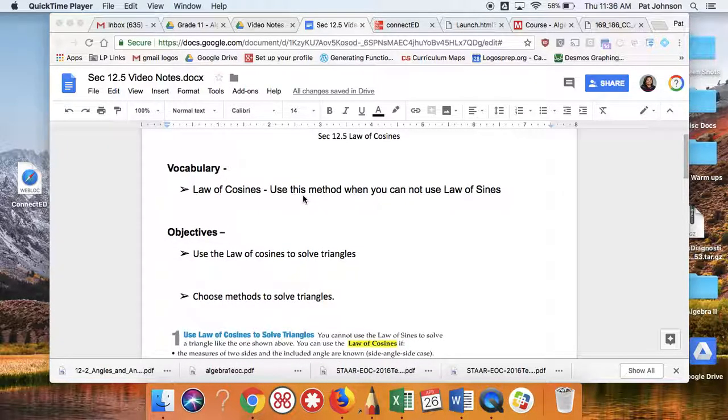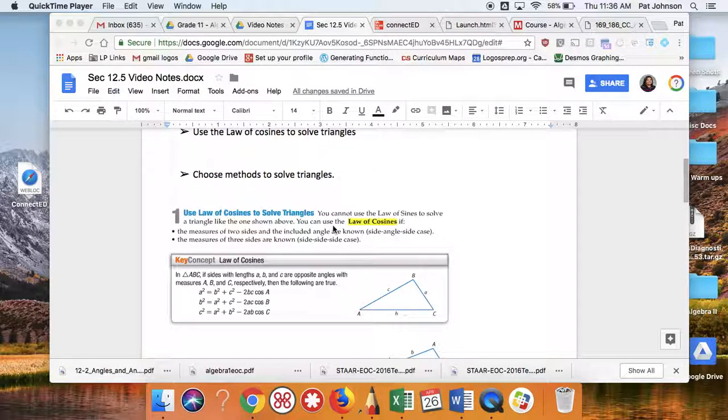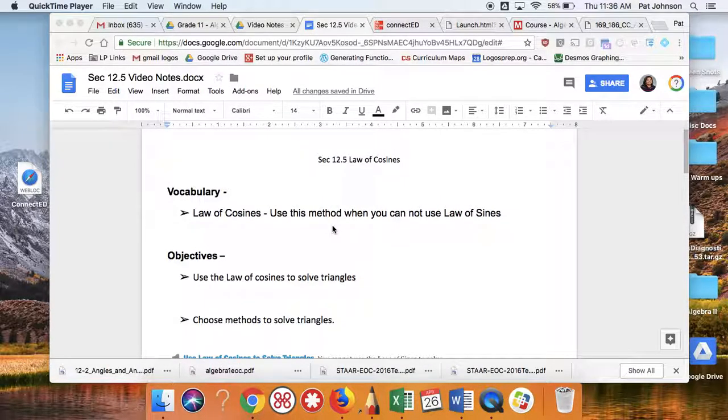So remember, when we solve a triangle, we're finding all three sides and all three angles. They will usually give you three of the six parts, and they vary depending on what you have. The law of cosines is a method you use when the law of sines cannot be used. You can use the law of sines when you have angle, angle, side, or angle, side, angle, when two angles and a side are given. And you can use it when two sides and an angle opposite one of the sides are given. Other than that, those are the only two cases.